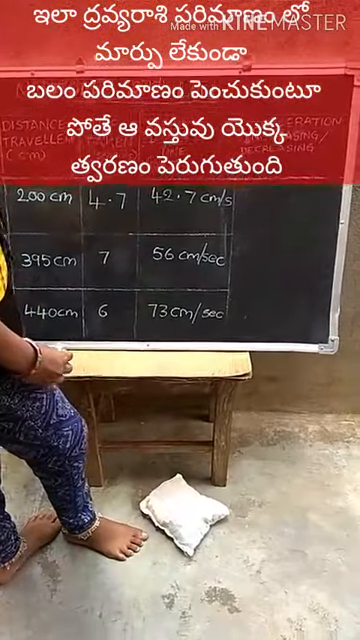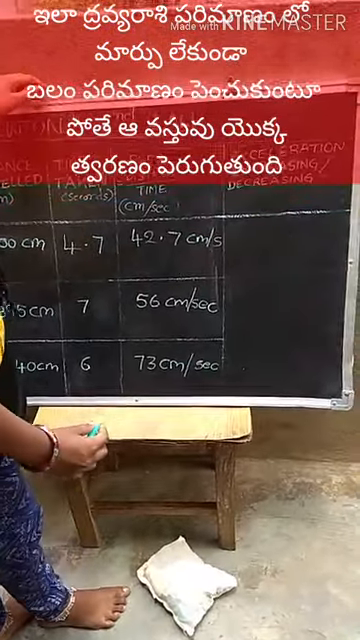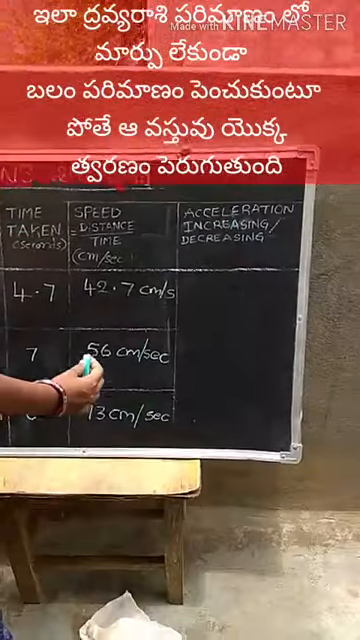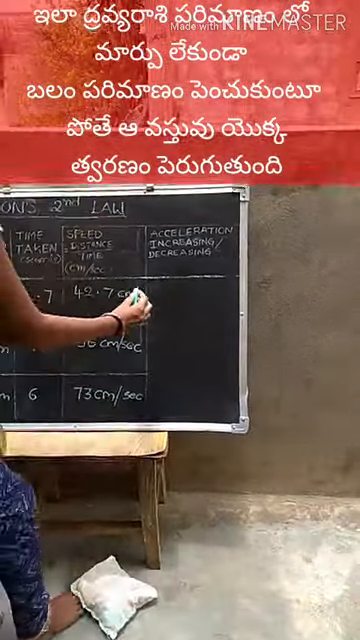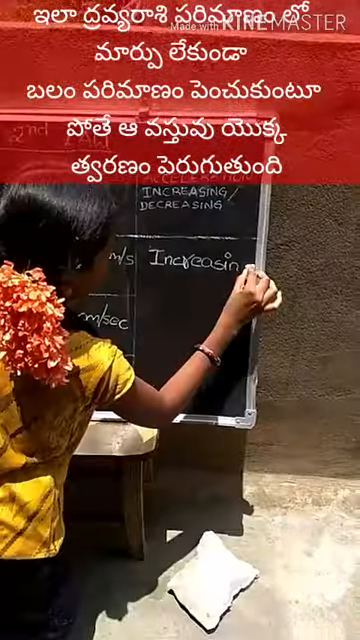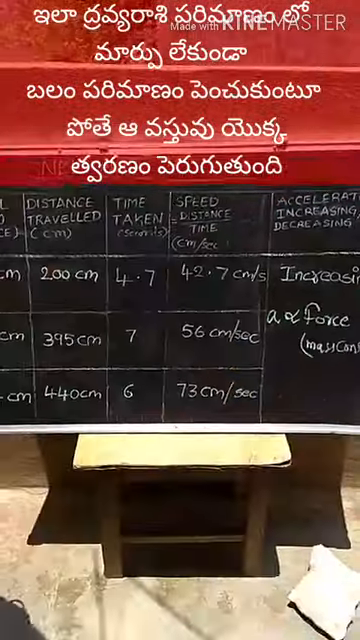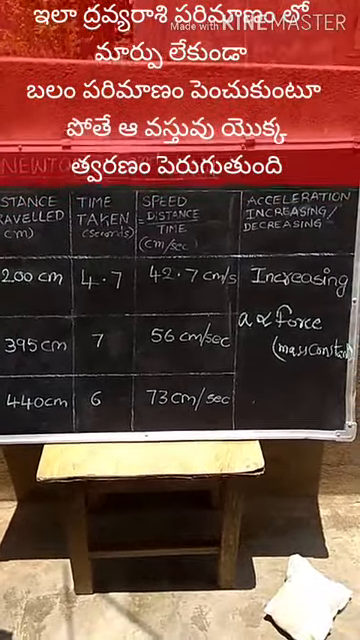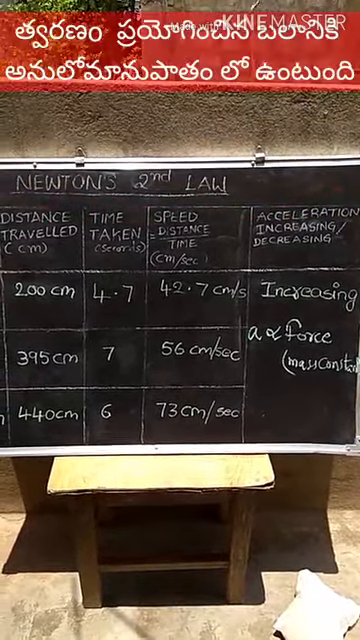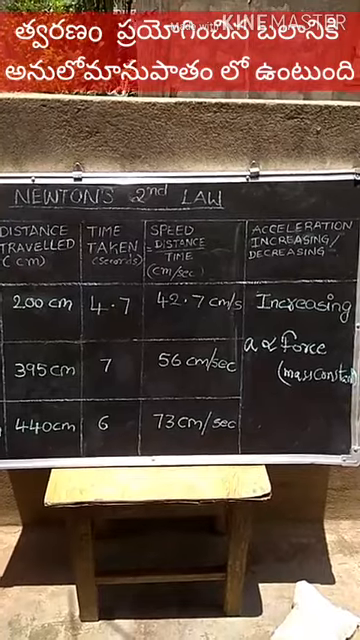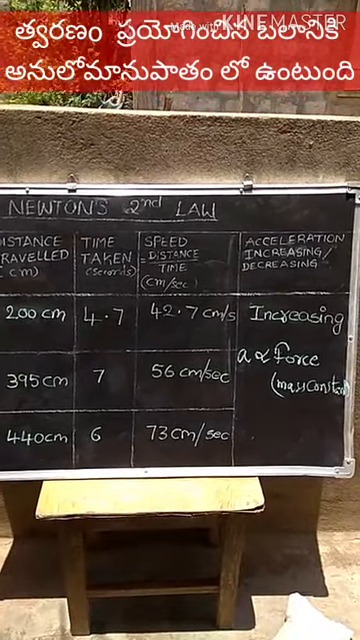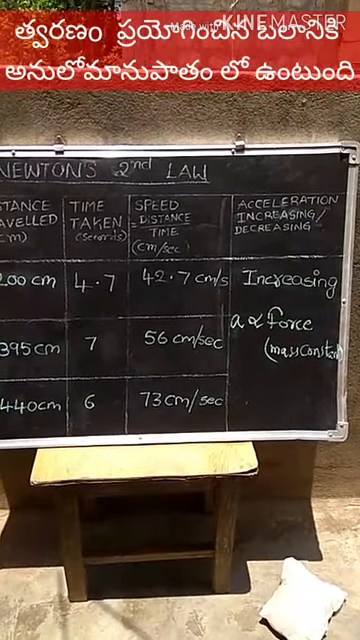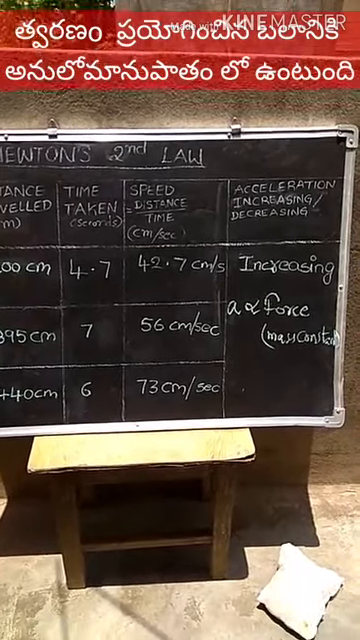What happens when we increase the force? Acceleration is increasing. Here, the mass remains constant. When we apply more force, the acceleration produced in the object is more. That means the acceleration produced in the object is directly proportional to the force.